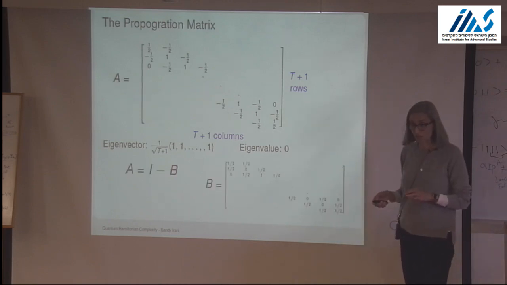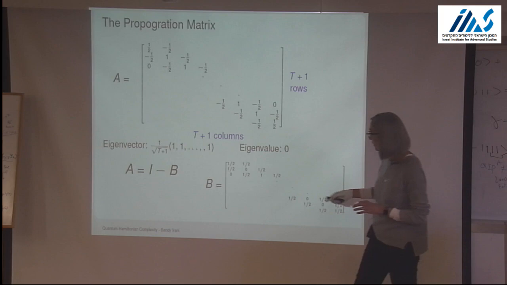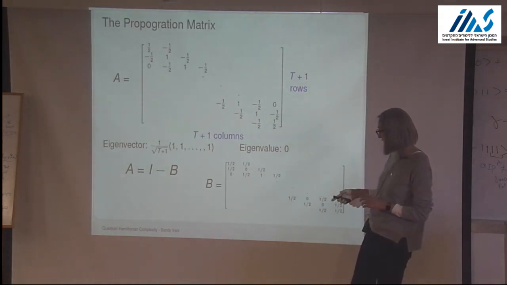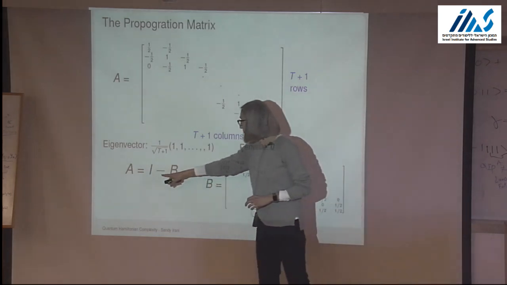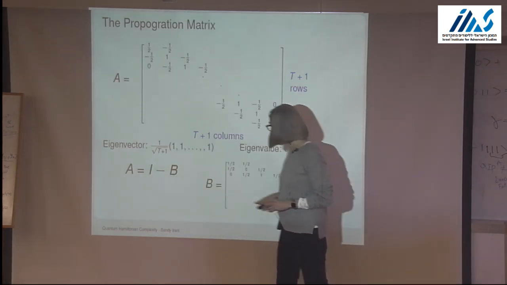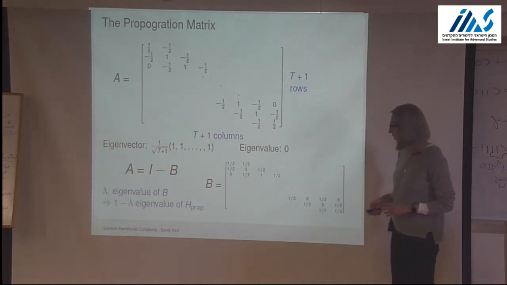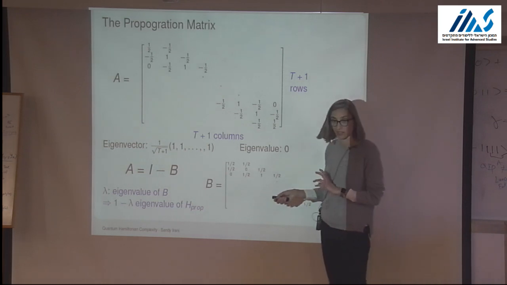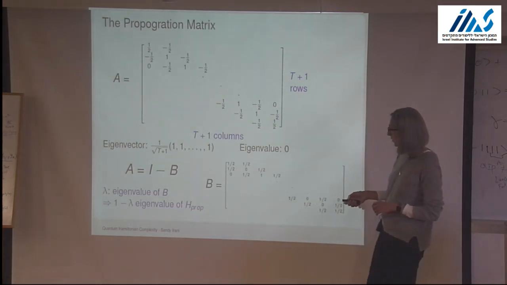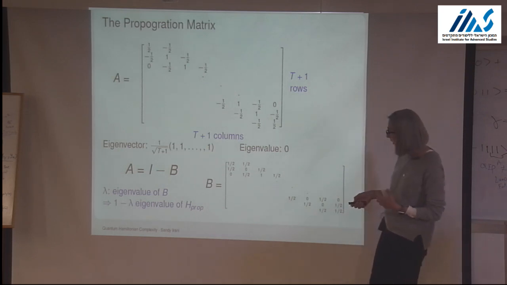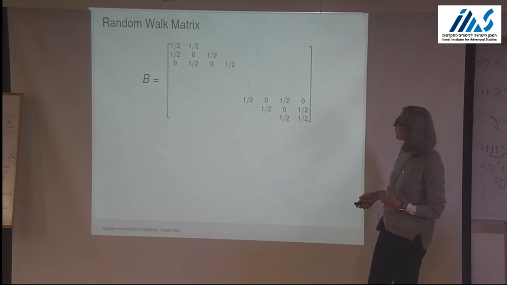Fortunately, it's been looked at before. We're not the first people to have looked at this. So if I take a slightly related matrix, the identity minus A, I get this matrix B. And the eigenvalues of the two matrices are related in a very simple way. If lambda is an eigenvalue of B, then 1 minus lambda is an eigenvalue of A. And this is actually a well-known, well-studied matrix. So let's take a look at it.